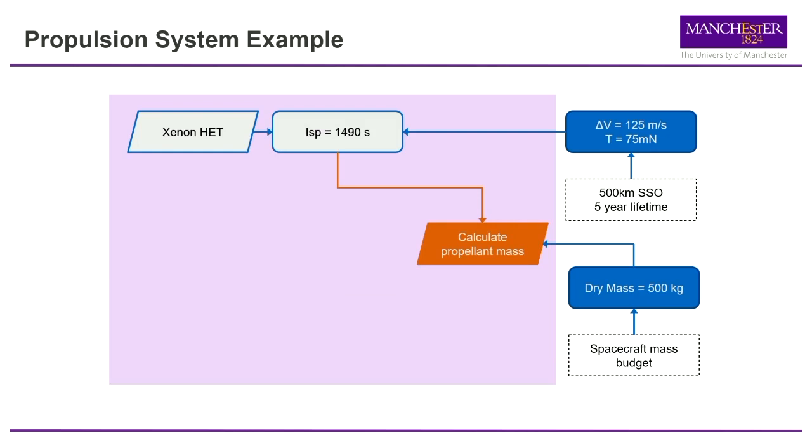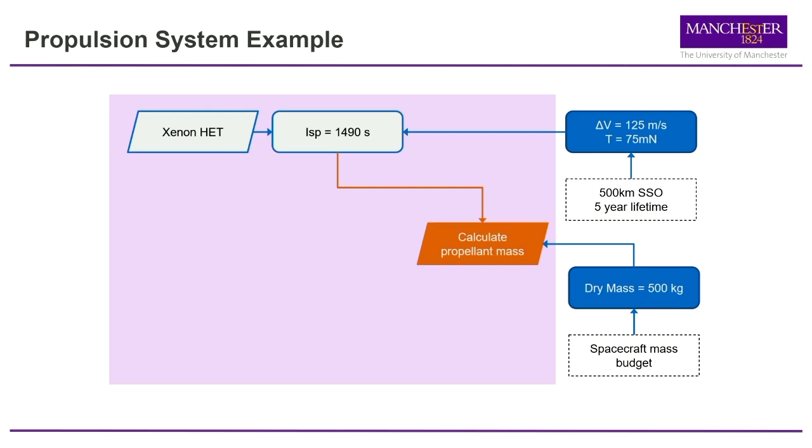So I've provided some inputs here. We've got a dry mass of 500 kilograms. We've got an orbit: 500 kilometers, sun synchronous orbit, with a 5-year lifetime. We're going to do some station keeping there. So we've calculated a delta V of 125 meters per second and a thrust required to do the various maneuvers of 75 millinewtons. These have been provided by our mission analysis, and they're going to feed into our propulsion subsystem model here.